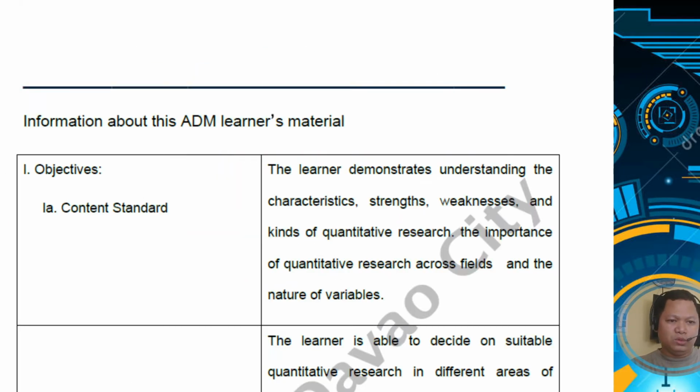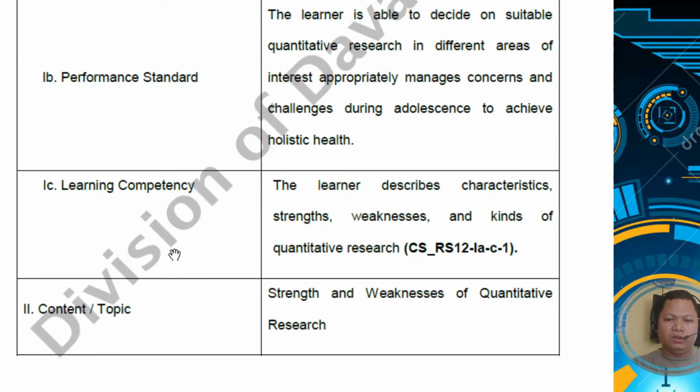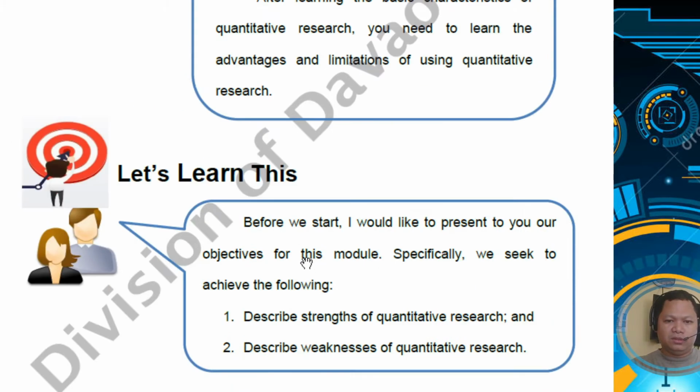Okay, so in this module, we have this learning competency. The learner describes characteristics, strengths, weaknesses, and kinds of quantitative research. Then your objectives: describe strengths of quantitative research and describe weaknesses of quantitative research.